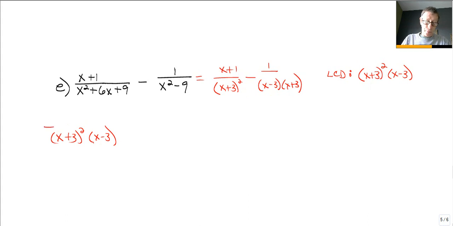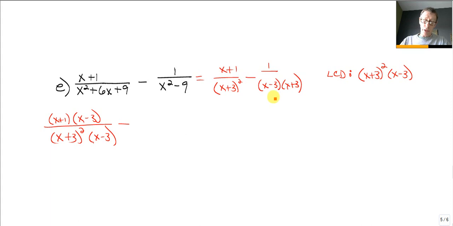Okay, so now let's take a look at my first fraction. I have x plus 3 squared. It's going to need to change to this denominator. So you can see that I'm going to need to multiply by an x minus 3 to create this denominator. So the numerator is going to have to multiply by that also. So when I do that, that would become my fraction.